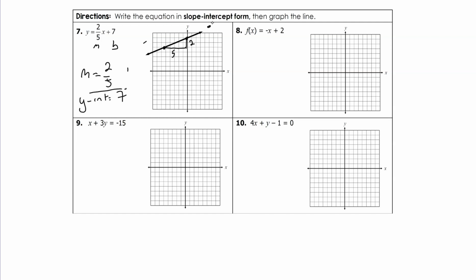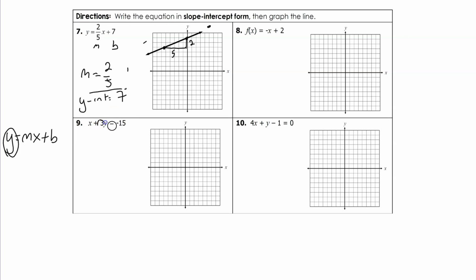This is not in slope-intercept form. Slope-intercept form is your y equals mx plus b. And notice that y basically is by itself. That's what you're looking for, a positive y by itself. So what I want to do is go ahead and get everything that is not y onto this side of the equation.